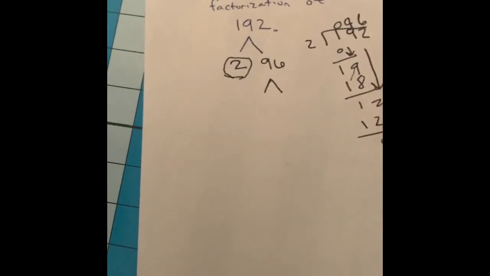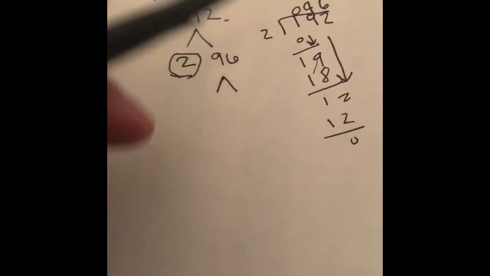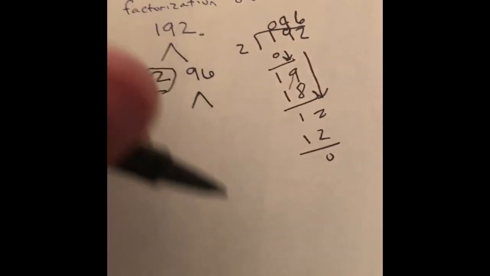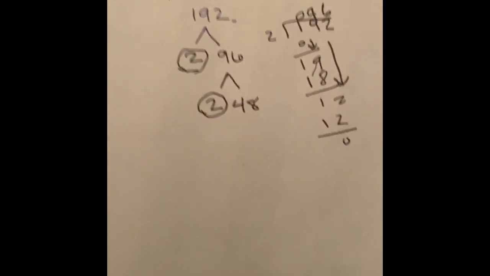Once again, we know that 96 is even, so we can divide by 2. If I divide it all out, 96 divided by 2, I will get 2 and 48. Once again, 2 is a prime number, so I can circle it. I still have to break down 48. Once again, I know that that's even, so I can divide by 2. If I do the division, 48 divided by 2 will give me 24.